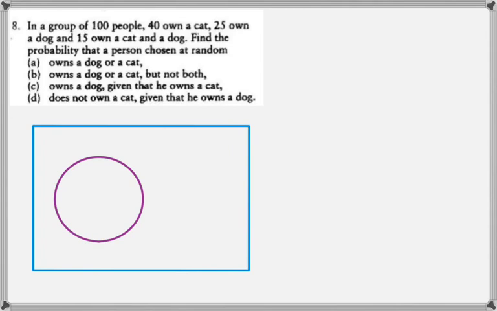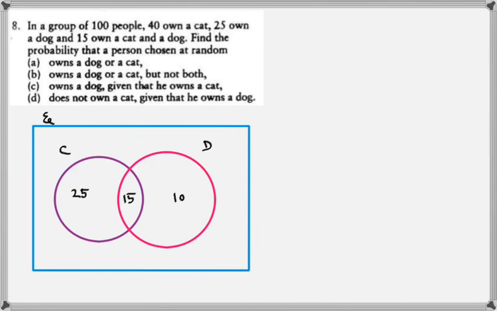There are 100 people altogether, 40 own a cat, 25 own a dog, 15 own both a cat and a dog, and then it's asking a few questions. Before you can answer them, you have to fill in the Venn diagram. 15 goes in the middle. 40 minus 15 is 25. That means 25 people own only a cat. And 10 people own only a dog.